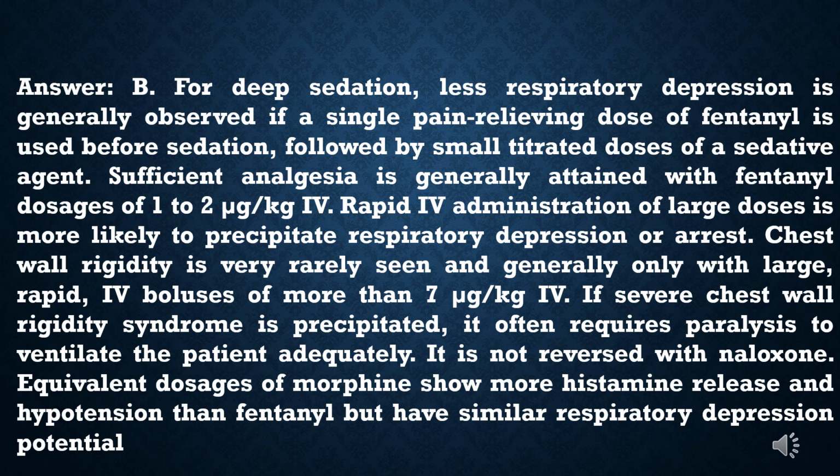Chest wall rigidity is very rarely seen and generally only with large, rapid intravenous boluses of more than 7 microgram per kg intravenous. If severe chest wall rigidity syndrome is precipitated, it often requires paralysis to ventilate the patient adequately. It is not reversed with naloxone. Equivalent dosages of morphine show more histamine release and hypotension than fentanyl but have similar respiratory depression potential.